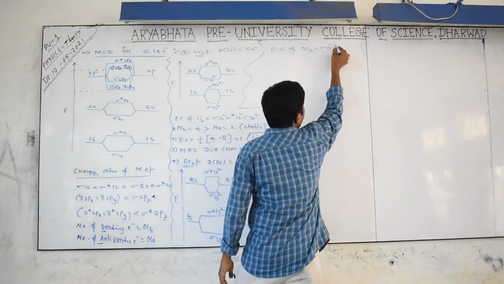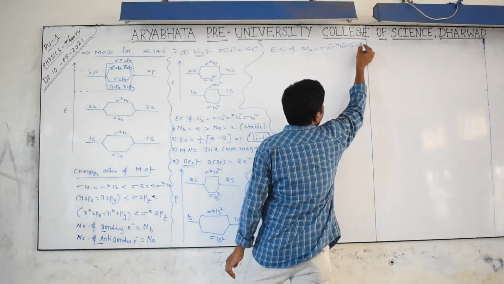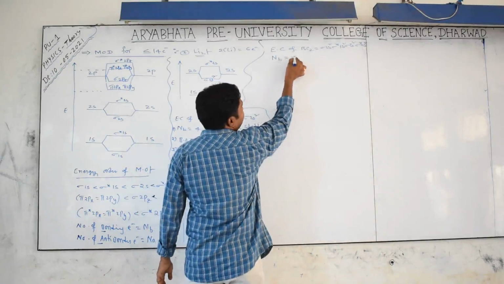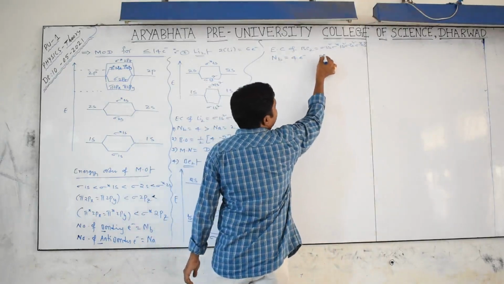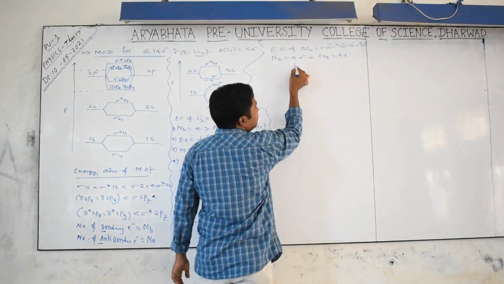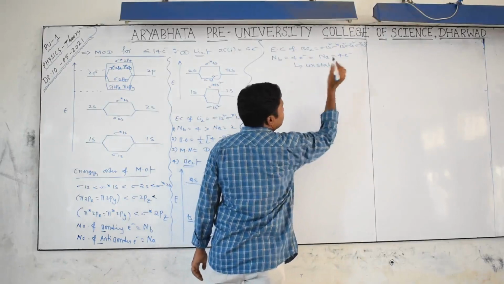Sigma 1s2, sigma star 1s2, sigma 2s2, sigma star 2s2. How many bonding electrons? 4 bonding electrons. And how many anti-bonding? 4 electrons. Both will be equal. That's why the molecule is unstable or cannot exist.